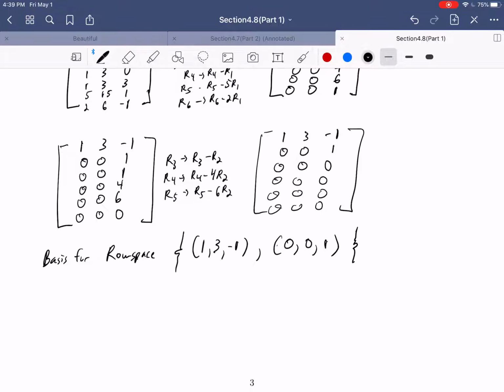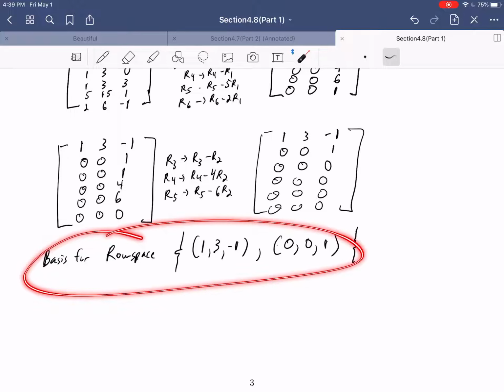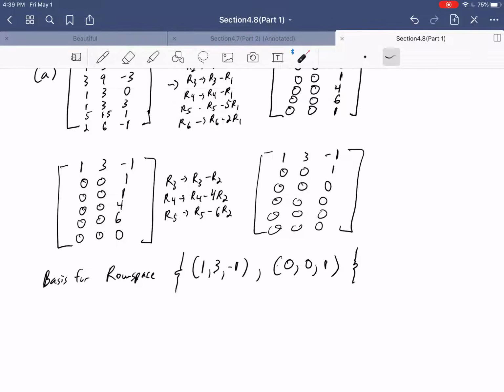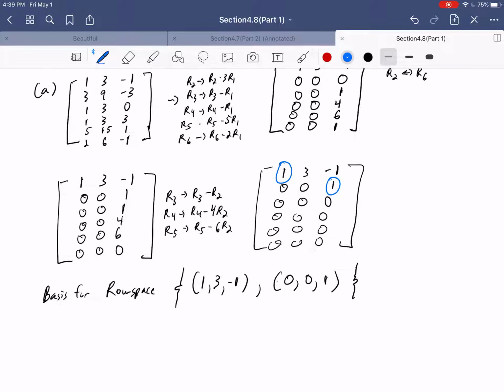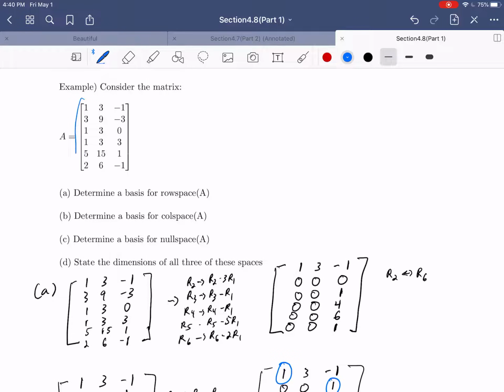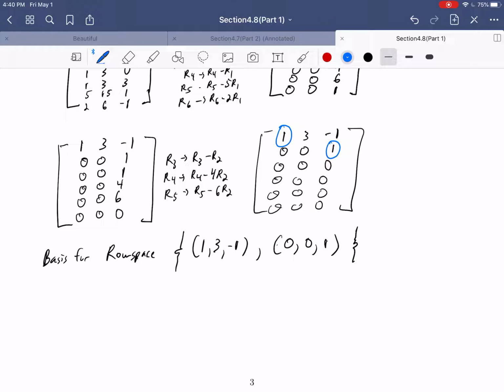Okay, there we go. So that's our basis for the row space. Can we also use this to get our column space? Yep, same idea. Remember, we just grab those pivot positions. So it's the first and third columns. So we will use the first and third columns from the original. So we can say for B, basis for the column space.